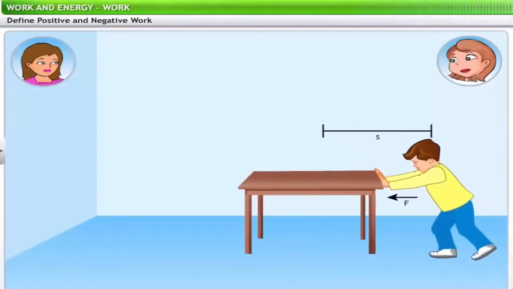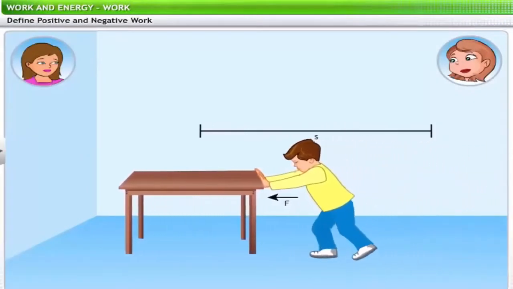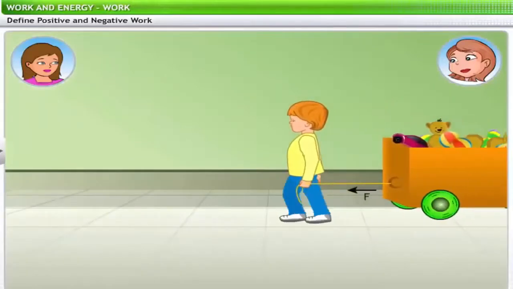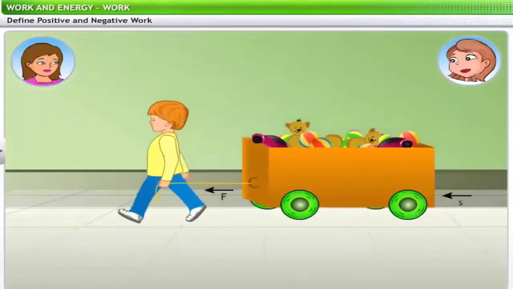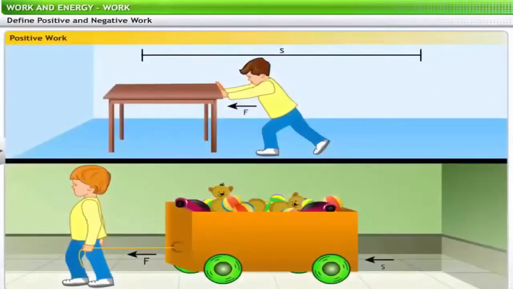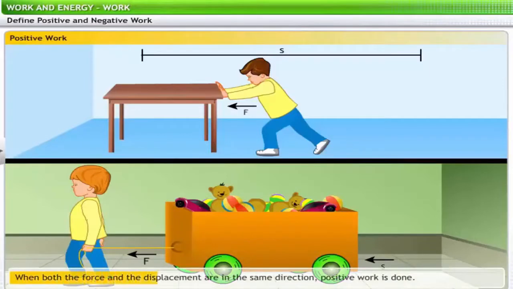Case 1. A boy shifts a table from one spot to another in a room. He does this by pushing it over the smooth floor of the room. Case 2. A small child pulls a toy cart with rubber wheels over a smooth floor. In both the cases, some work is done and the force and displacement are in the same direction. Where both the force and the displacement are in the same direction, the work done is called positive work.